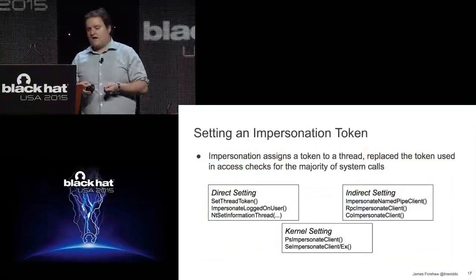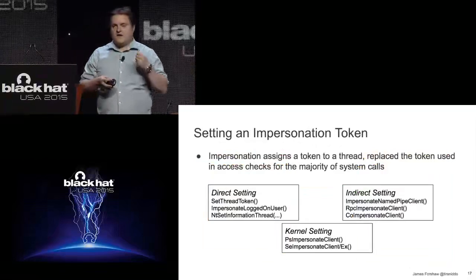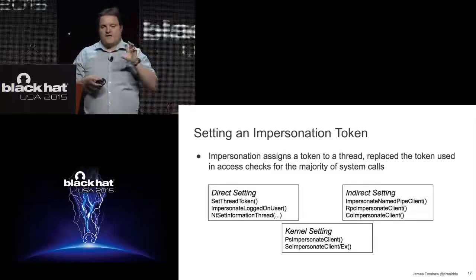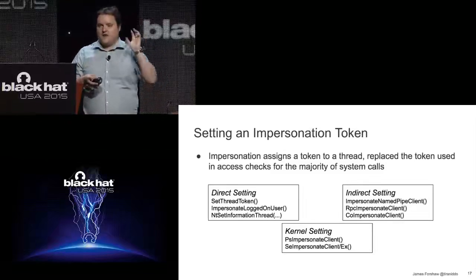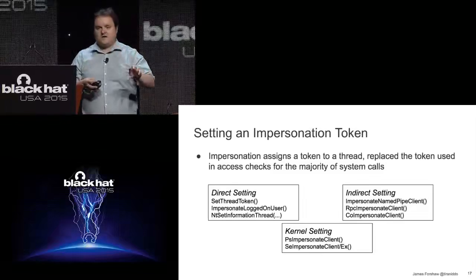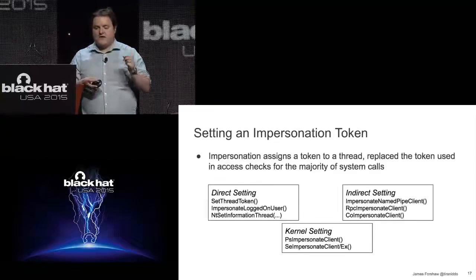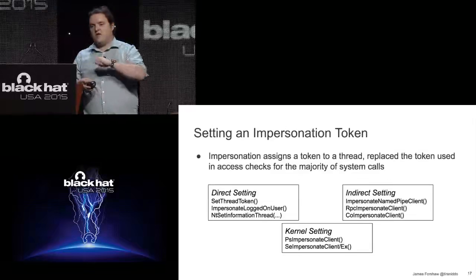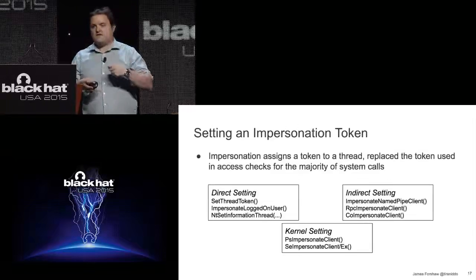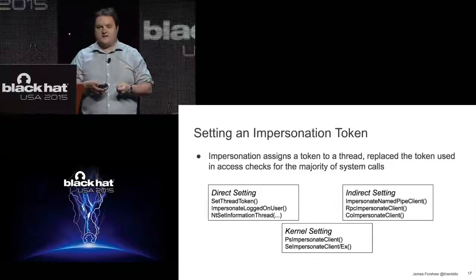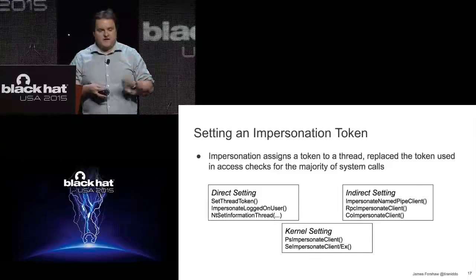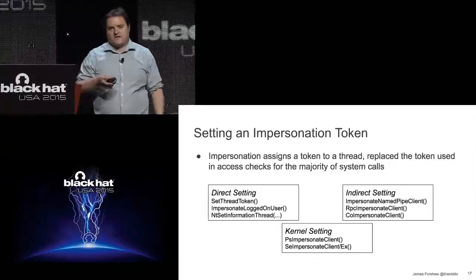So you can set it in various ways. There's a direct setting mechanism, sort of an explicit setting, where you actually have a handle to a token, and you say, set this token on this thread. But there's also indirect mechanisms. This is where effectively the kernel has some sort of reference to a security context, say a named pipe client or an RPC client, and you say, I want to impersonate the person who called my service. And so this allows you to transit security credentials between two different processes. And then the kernel has a few extra functions to do basically the same thing.